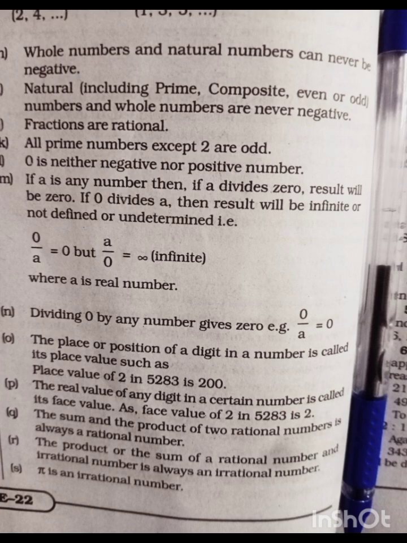The sum and the product of two rational numbers is always a rational number. The product or the sum of a rational number and an irrational number is always an irrational number. Okay, you understand here? Pi is an irrational number. We will prove that pi is an irrational number. In future I will explain.